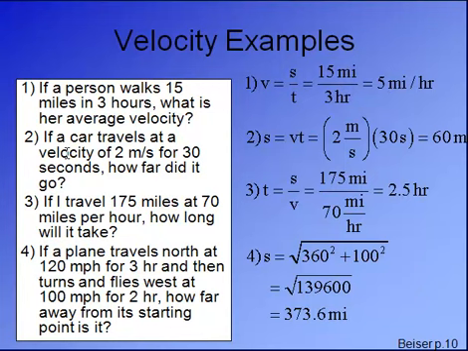Number 2 here, if a car travels at a velocity of 2 meters per second for 30 seconds, how far did it go? Again, read the question. Looking for numbers right there. 2 meters per second. I see the unit meters per second. I know that's a velocity. They also told me here. So that's V. V equals 2 meters per second. 30 seconds would measure time. So I put T equals 30 seconds.